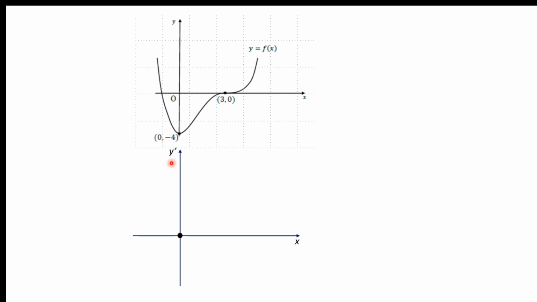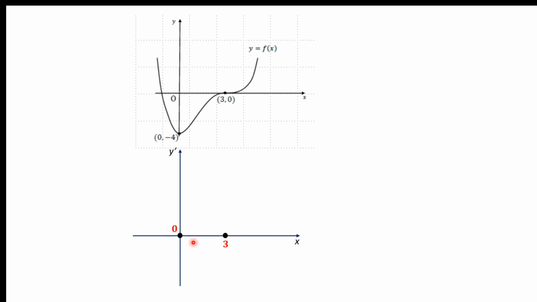Now, we can see a turning point. We know the gradient at a turning point is 0, so we can put that point in down there. We have a point of inflection, which is also a stationary point, so we can put that point down, and then it's going to be the same there, 3. So these are 2 points that are going to be on my graph.